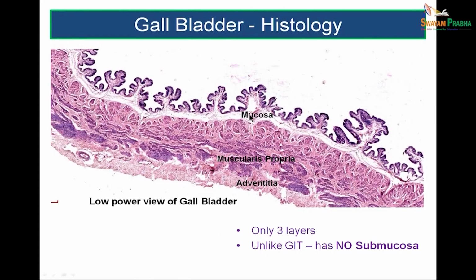Let's take a look at these layers. The innermost is the mucosa. You see an epithelium and it's highly folded. These folds are called rugae. The next thick layer that you see is the muscularis propria. The outermost is a thinner layer which is called the adventitia. So, there is a mucosa, a muscularis propria and an adventitia. There are only 3 layers, unlike the gastrointestinal tract. There is no submucosa.